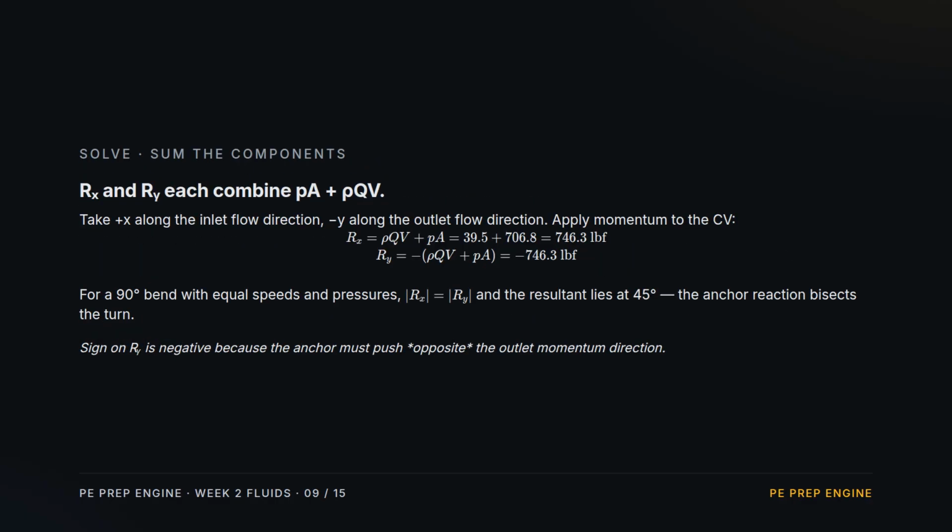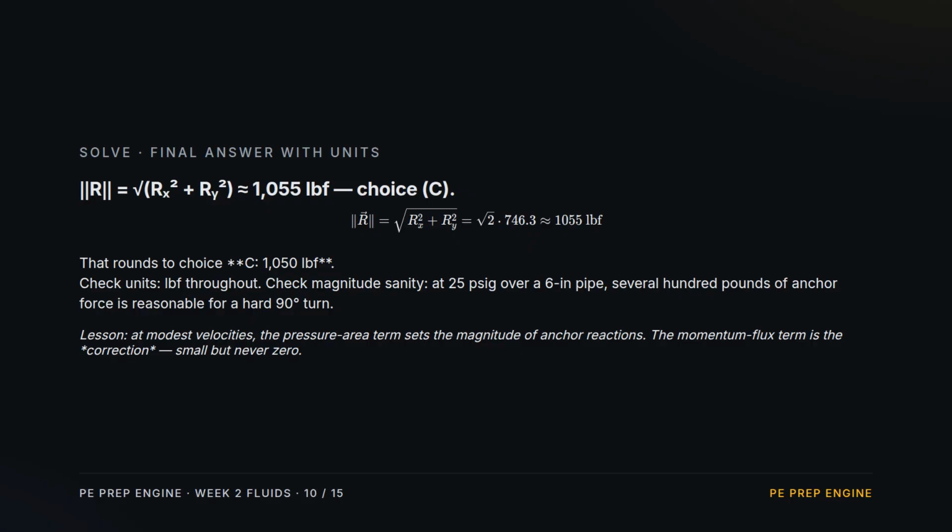Sum the components. With positive x along the inlet and negative y along the outlet, R sub x is the pressure force plus the momentum flux term, about 746 pounds force. R sub y has the same magnitude, negative. Equal magnitudes mean the resultant lies at 45 degrees. The anchor reaction bisects the 90-degree turn. Intuitively right. Resultant is root 2 times either component, about 1,055 pounds force, which rounds to choice C.